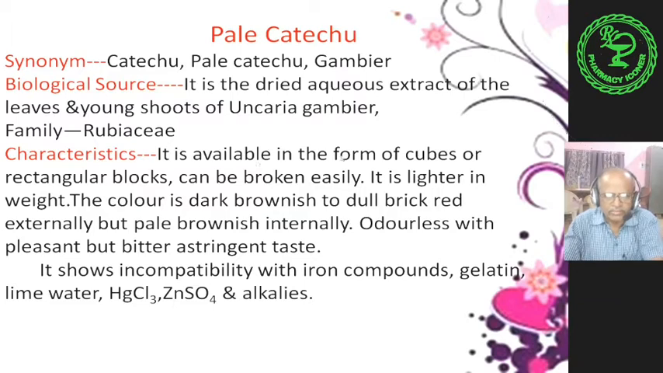Characteristics: it is available in the form of cubes or rectangular blocks, can be broken easily, lighter in weight, color is dark brownish to dull brick red externally but pale brownish internally, and they are odorless with a pleasant but bitter and astringent taste. It shows incompatibility with iron compounds, gelatin, lime water, mercuric chloride, zinc sulfate, and alkalis.